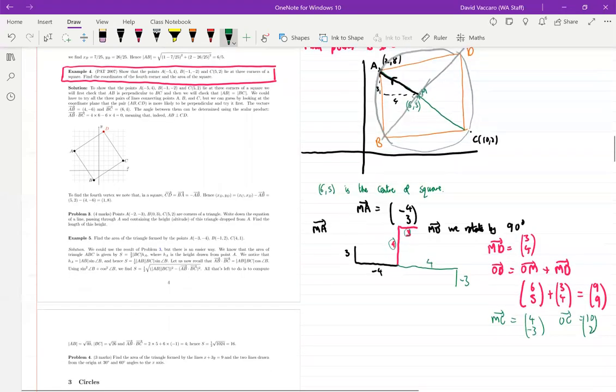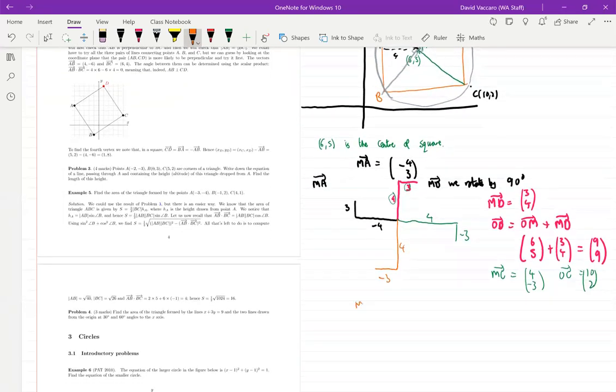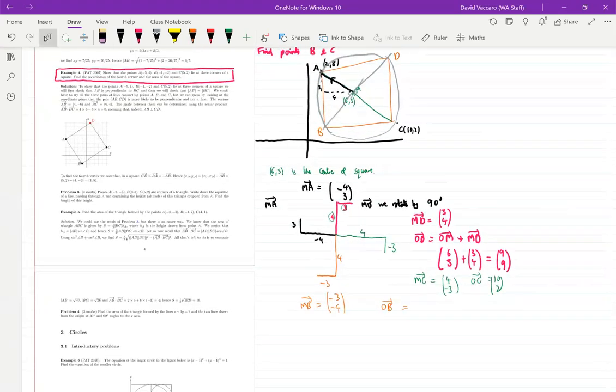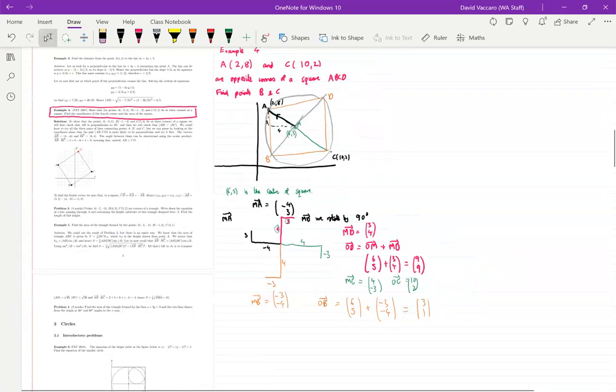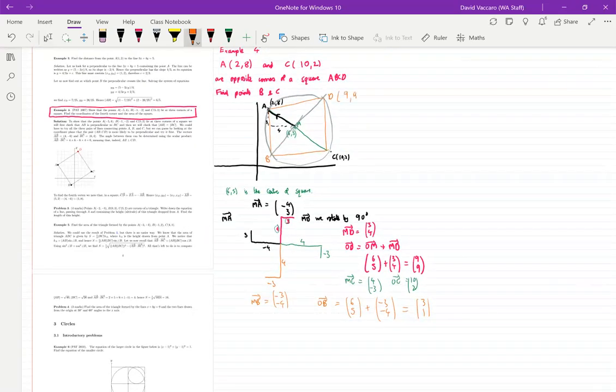And then I just complete the picture by rotating another 90 degrees. And so that would take me 4 down and now 3 to the left. So my vector MB is negative 3, negative 4. So the position vector of B would be 6, 5 plus negative 3, negative 4, which is then 3, 1. So this point D is 9, 9. And this point B is 3, 1.